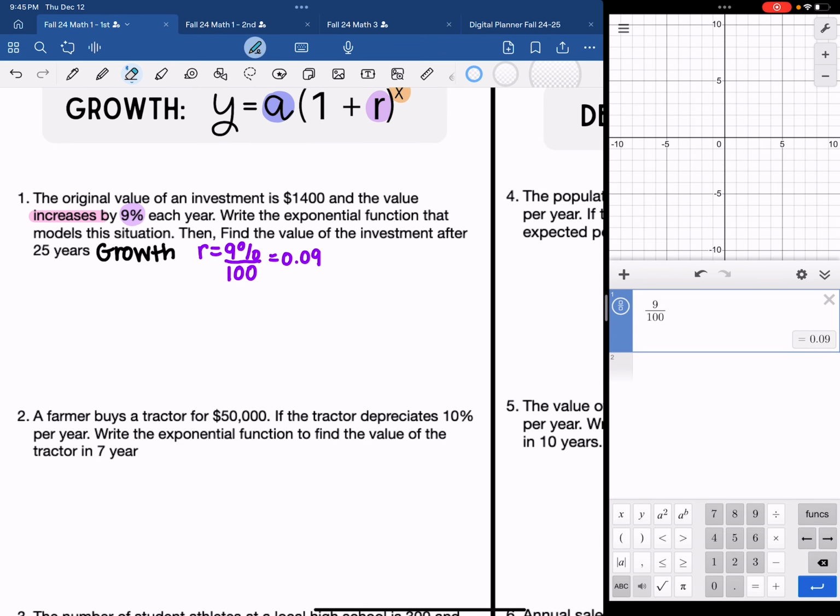All right, so in addition to, it tells us that it wants us to write an exponential function that models this situation, and they want us to calculate what it'll be worth in 25 years. So 25 is going to represent my time. That's my X value that we're going to substitute in. So remember, our growth model is going to be A times 1 plus R raised to X. It's going to be plus because it is a growth model.